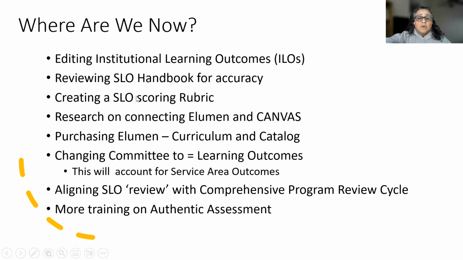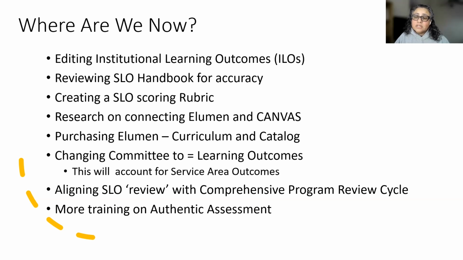We are also creating a SLO scoring rubric, because when the SLO committee meets, we have a huge conversation on whether this SLO is measurable. So we've looked at other campuses and what rubrics are out there. The committee is going to actually, for Taft College, create a scoring rubric so that we can move forward SLOs that are approved. We're researching connecting eLumen and Canvas for student learning outcomes.